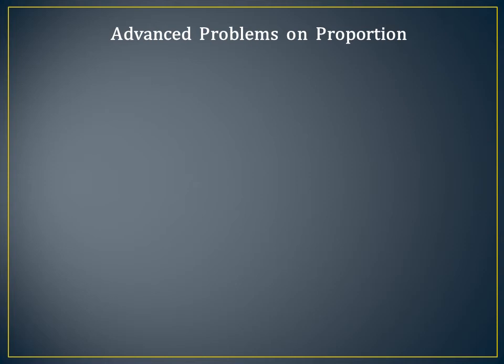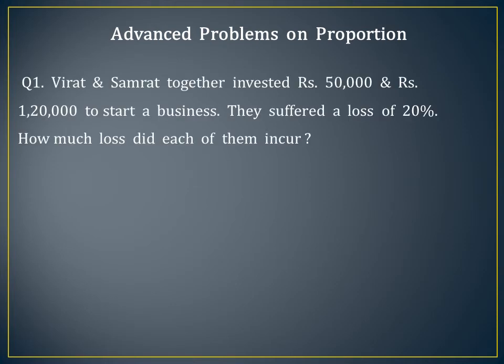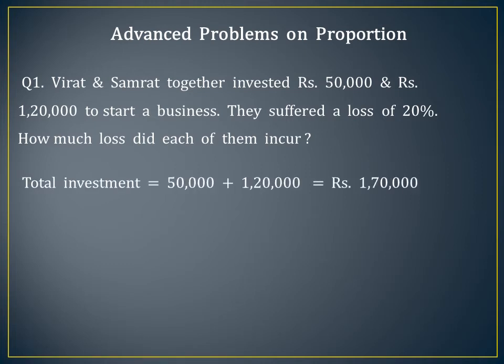Now let's look at some advanced problems. So we have Virat and Samrat invested rupees 50,000 and rupees 1,20,000 respectively, and they suffered a loss of 20%. So we need to find what was the loss of each one of them individually. How much loss was suffered by each one of them individually. So now their total investment we have will be 50,000, which is the share of Virat, plus 1,20,000, which is the share of Samrat. So that gives us 1,70,000 as the total investment.